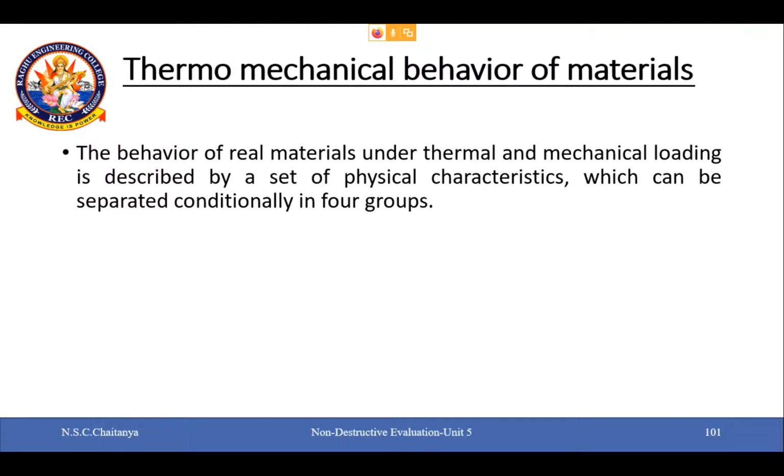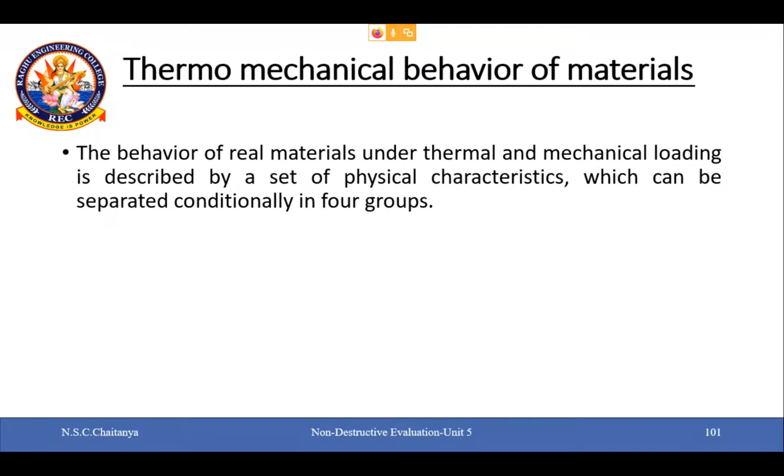So two more topics are there in this unit. One topic is thermomechanical behavior of properties. In your second year, while studying your MOS subject, you have studied mechanical properties of materials. You have studied many mechanical properties of materials. Here, because we are dealing with thermography, we give significance to thermomechanical behavior of materials. That means how the materials behave under a certain temperature.